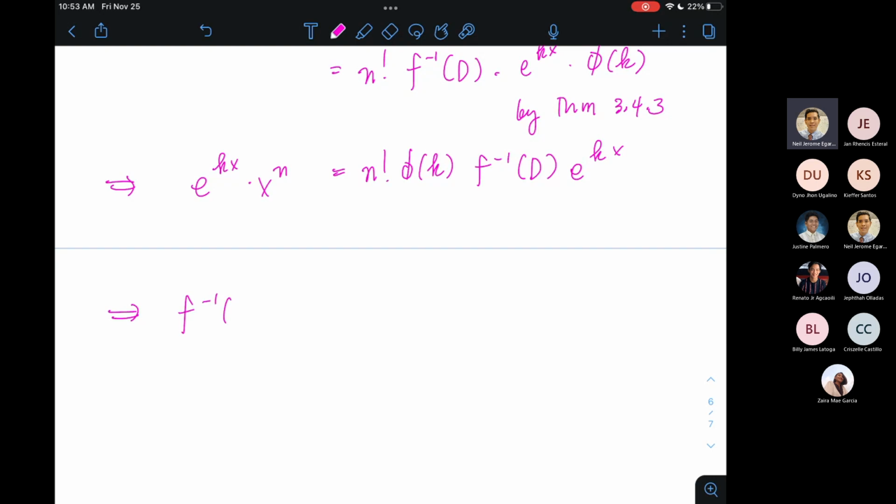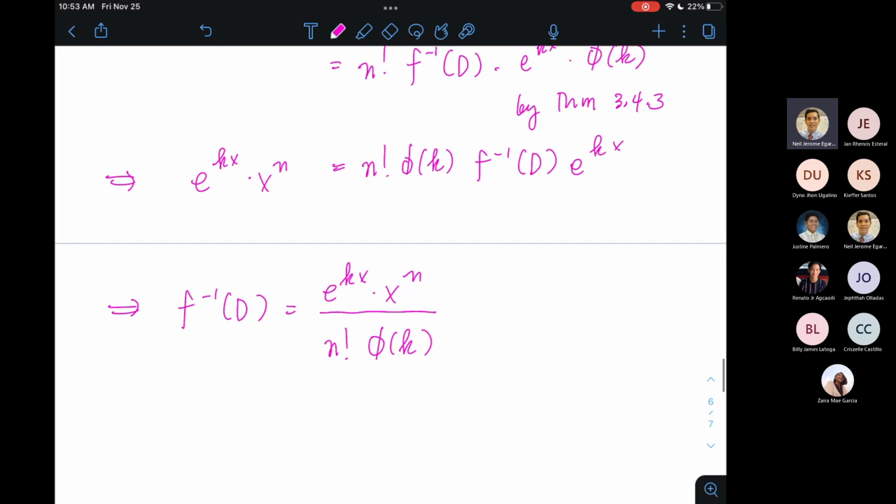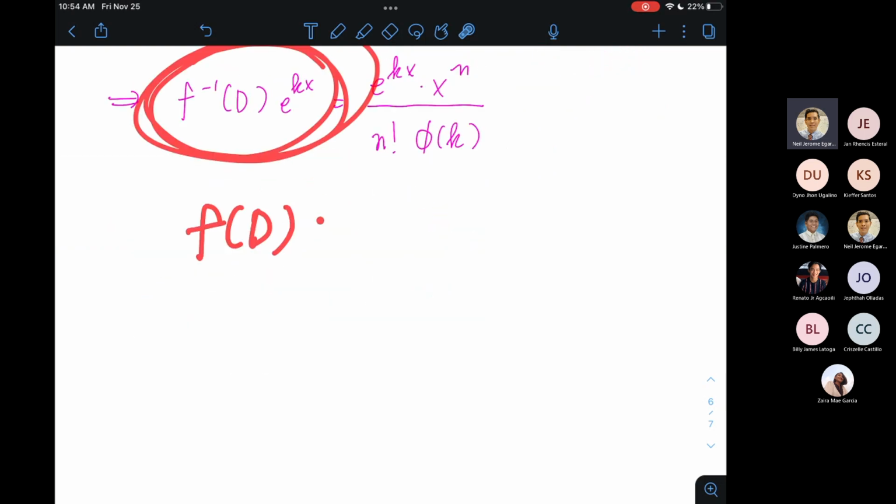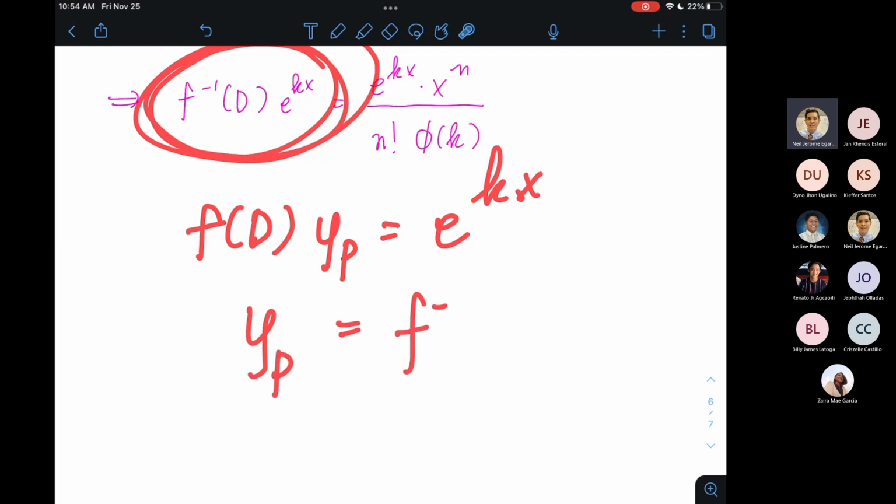So we'll have f inverse of d ay equal kay e to the kx times x to the n over n factorial phi of k. This is f of d applied to e to the kx. And I hope you understand why I want this to be on the left-hand side. Kasi sabi natin, meron tayong f of d, y sub p equals e to the kx. Ang forcing term natin ay exponential. Gusto nating mag-apply ng f inverse d to both sides. So that will give us y sub p equals f inverse d e to the kx.